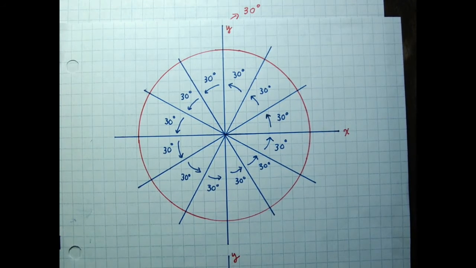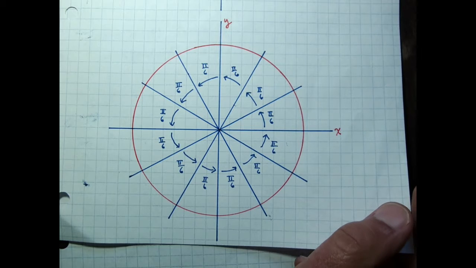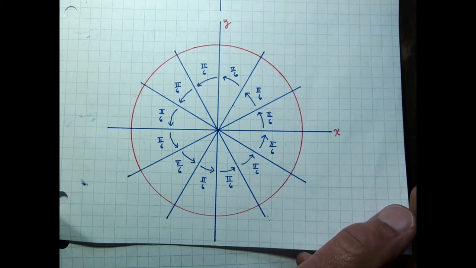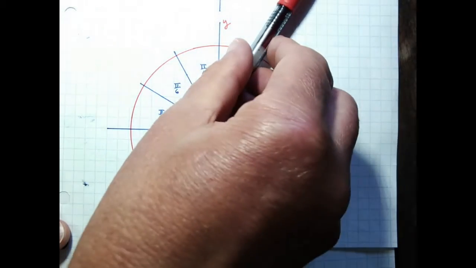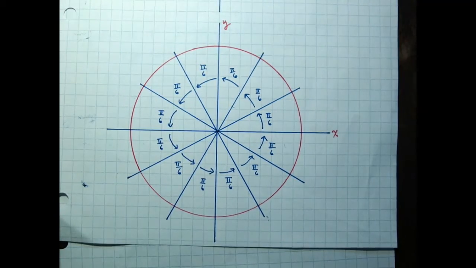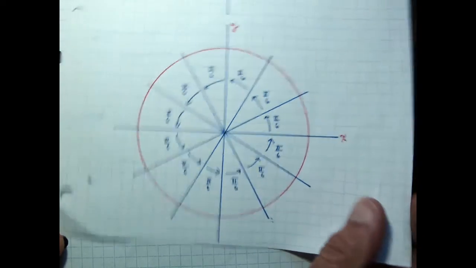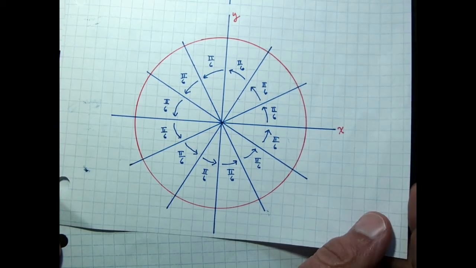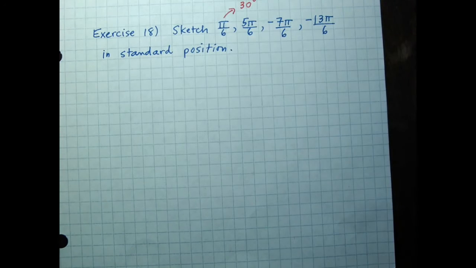So this kind of picture can help you count multiples of 30 degrees, and that corresponds to multiples of pi over 6 when we're working with radian measure. So we can count 1 pi over 6, 2 pi over 6, 3 pi over 6, 4 pi over 6, 5 pi over 6, and so on. But we want to be thinking in terms of the way in which the full circle is cut up into pi over 6 slices. So let's go ahead and do these now.